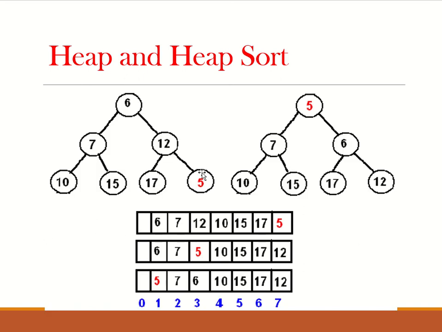Here you can see there was a heap which had some elements: 6, 7, 12, 10, 15 and 17. This is the array, and it has got one vacant space, which means you have the freedom to insert one more element into the heap in the last location.